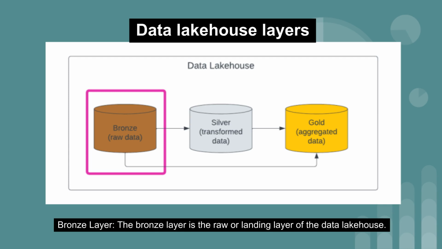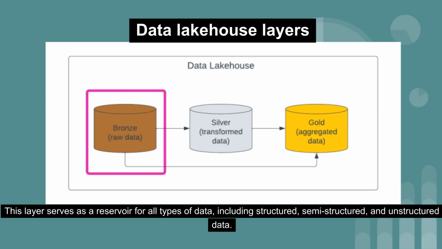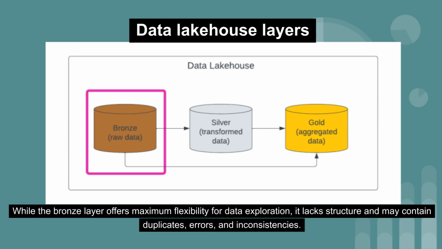Bronze layer. The bronze layer is the raw or landing layer of the data lakehouse. It contains the ingested raw data in its native format without any transformations. Data in the bronze layer is often stored in its most granular and unprocessed form. This layer serves as a reservoir for all types of data, including structured, semi-structured, and unstructured data. While the bronze layer offers maximum flexibility for data exploration, it lacks structure and may contain duplicates, errors, and inconsistencies.